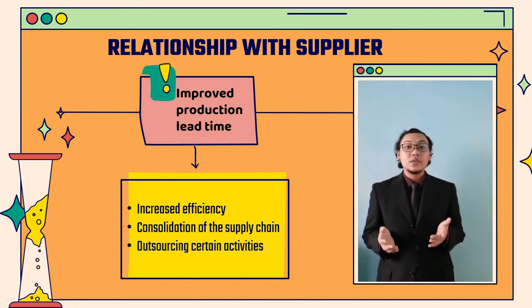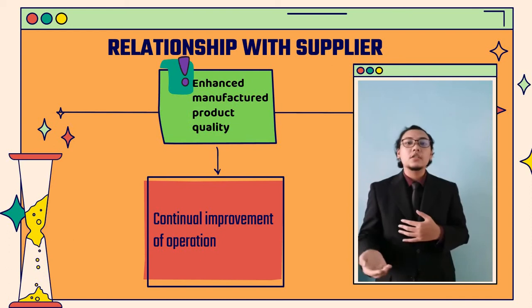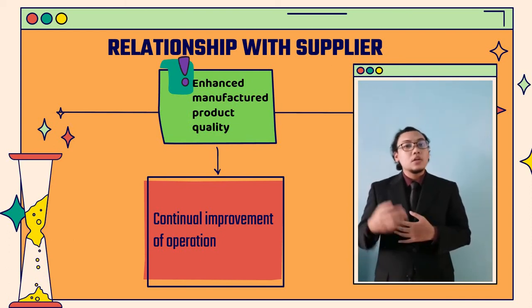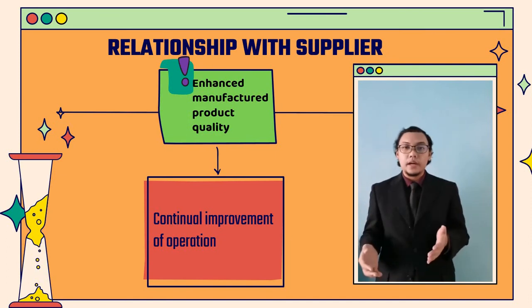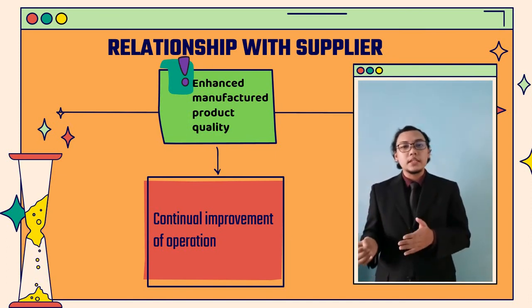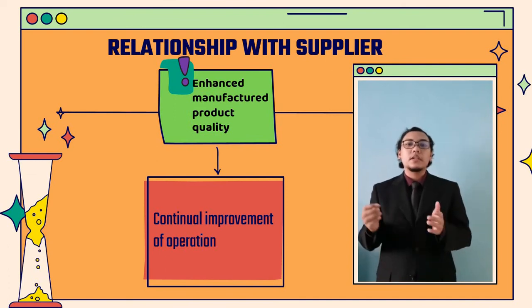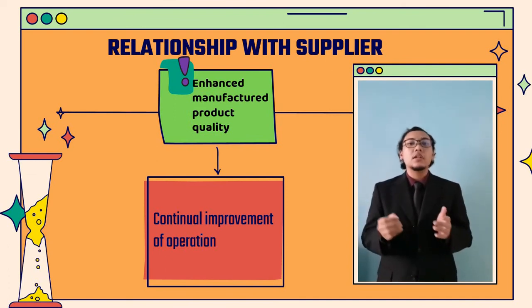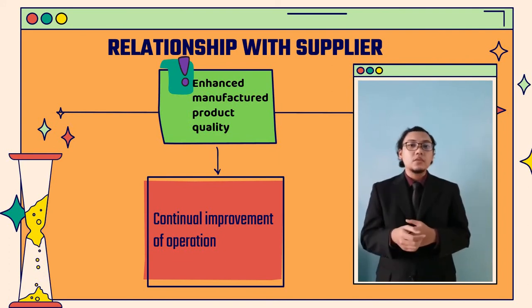Lastly, the relationship with supplier can help to enhance manufactured product quality. A long-term relationship with a supplier allows a free flow of feedback and ideas. Thus, this enables continual improvement of operation. The areas of product development, instigating new ordering processes, and inventory control can become a joint venture. Therefore, it can help to enhance manufactured product quality.